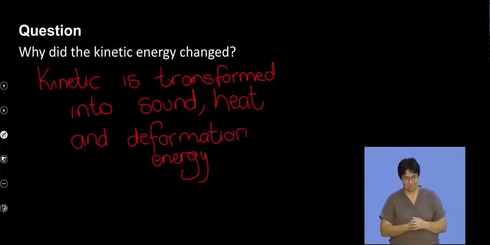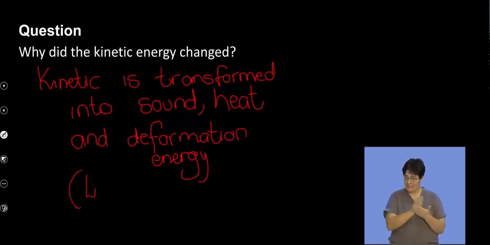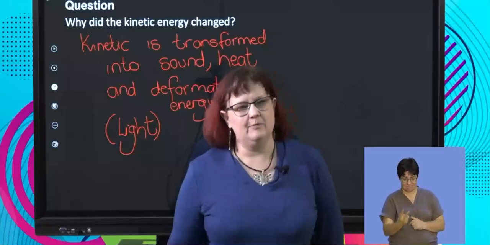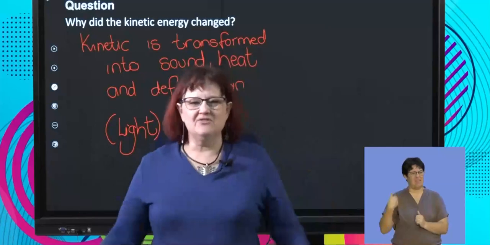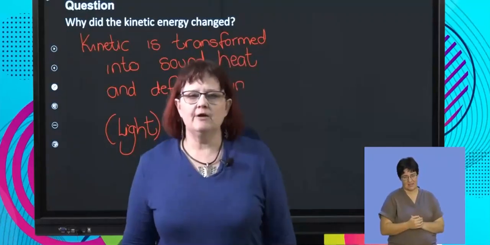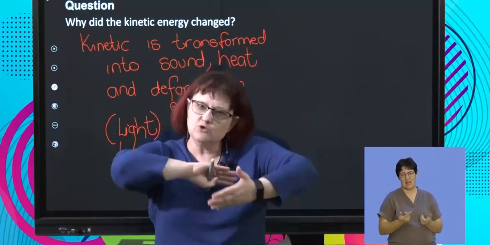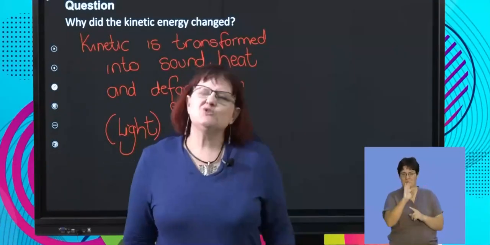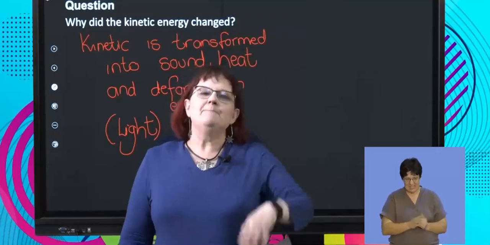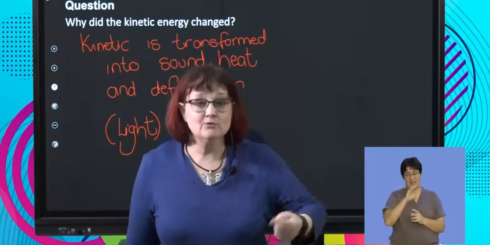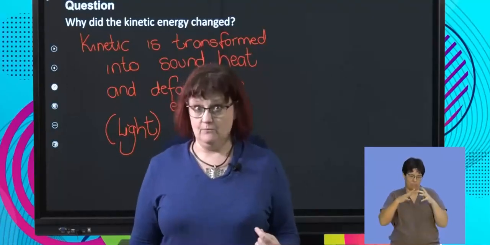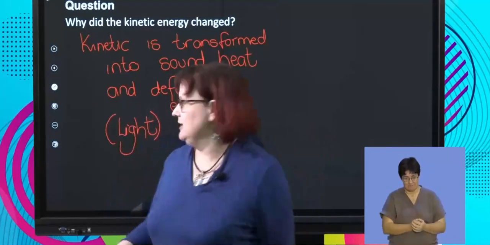Sometimes, we can also get a transfer of energy in the form of light. Okay, that's not going to happen often. It really only happens if they're metal. Okay, because when metal strikes metal, we can get sparks. So sometimes there's light, but really there's always going to be sound, there's going to be heat, and there's a little bit of deformation energy. All right, so that's where the kinetic energy went.